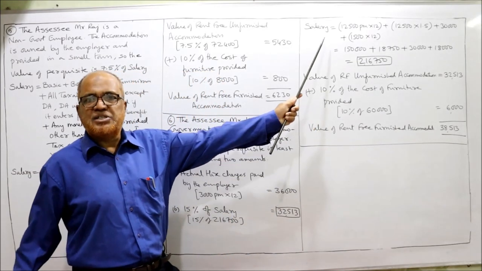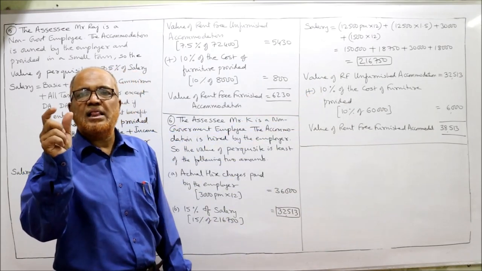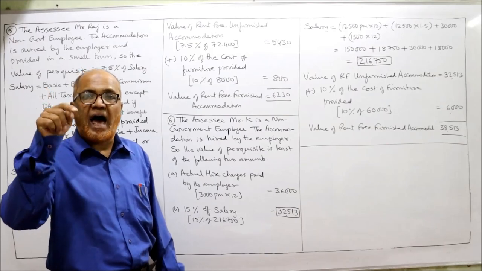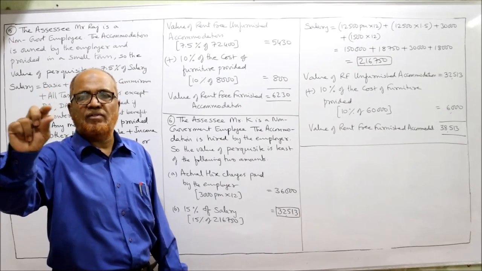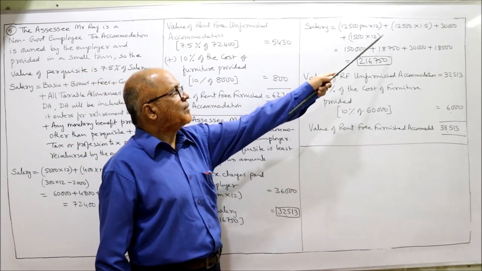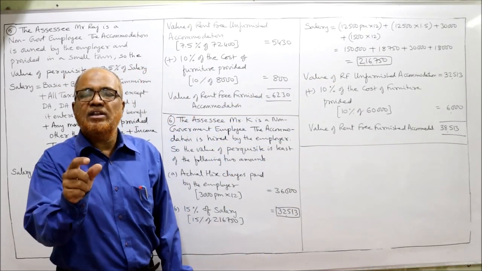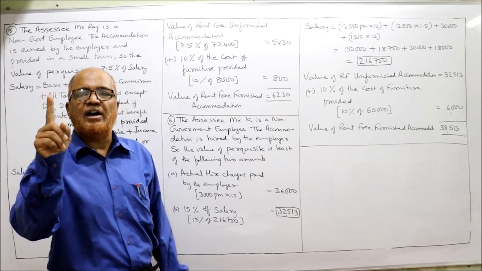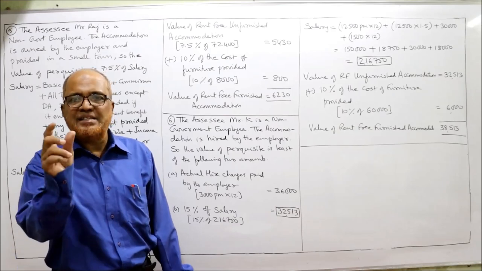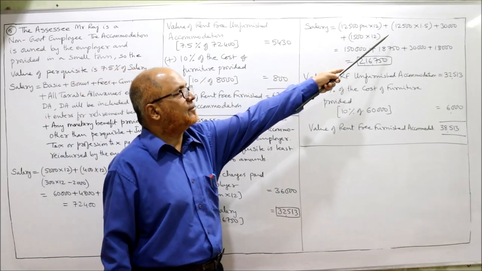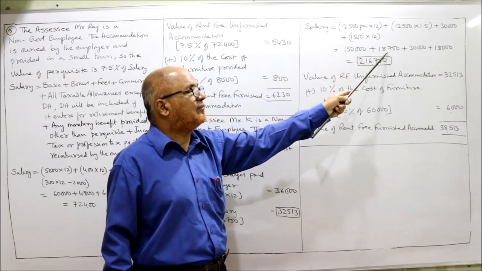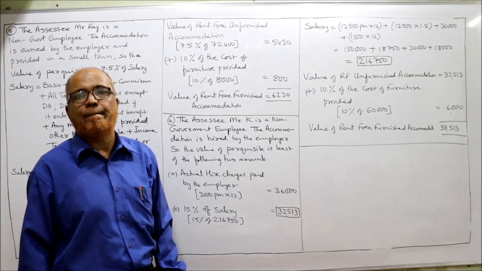So we will take the basic. Basic salary is 12,500 per month. It is given 150,000 per annum. So 150,000 divided by 12, you'll get 12,500. So 12,500 into 12, 150,000. Plus bonus. It is given in the problem, bonus is 1.5 month basic. So basic salary monthly is 12,500, so 12,500 into 1.5, you'll get 18,750.